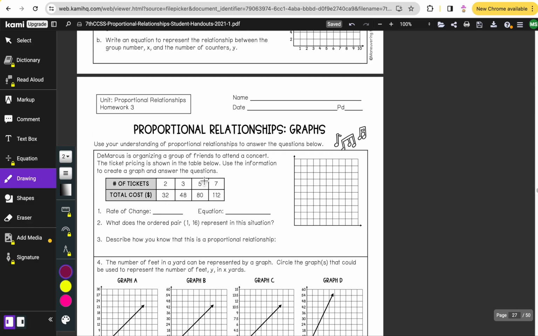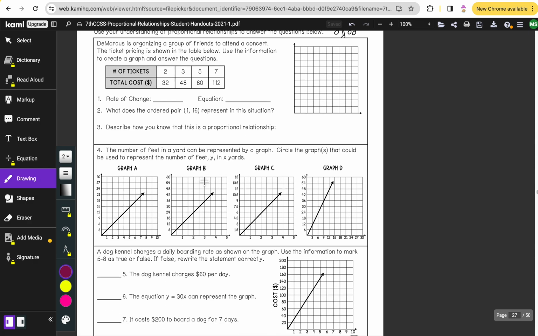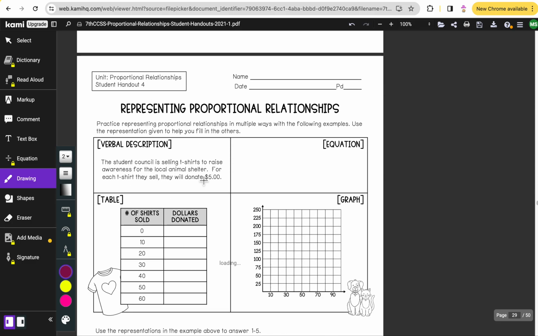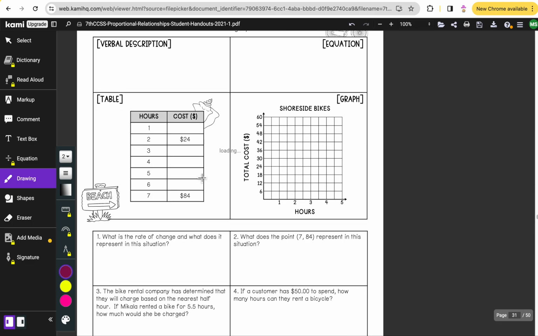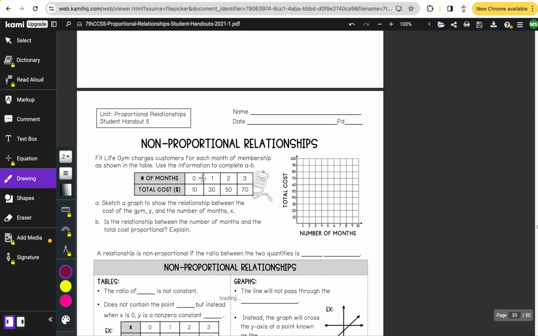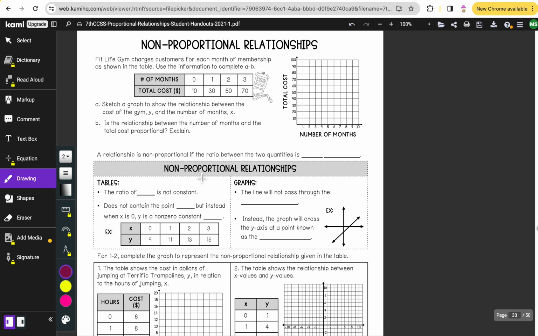I think that's pretty much it for this one. I'm going to scroll down through to non-proportional relationships. So far all we've been talking about is proportional relationships, so now talking about non-proportional relationships is really the opposite.